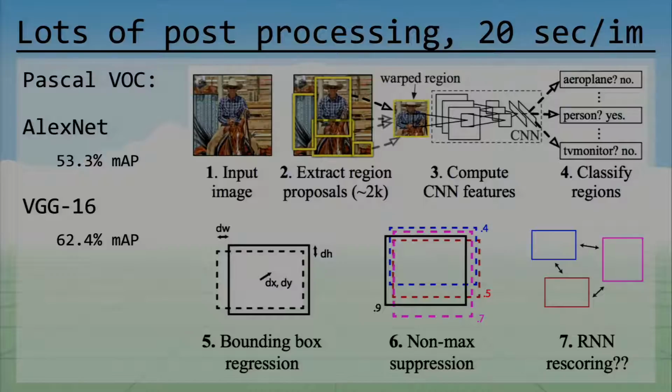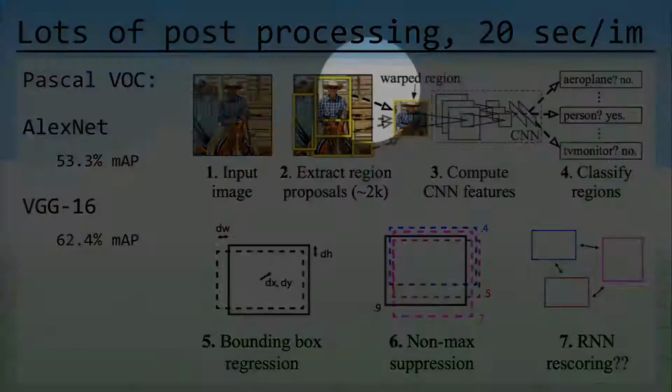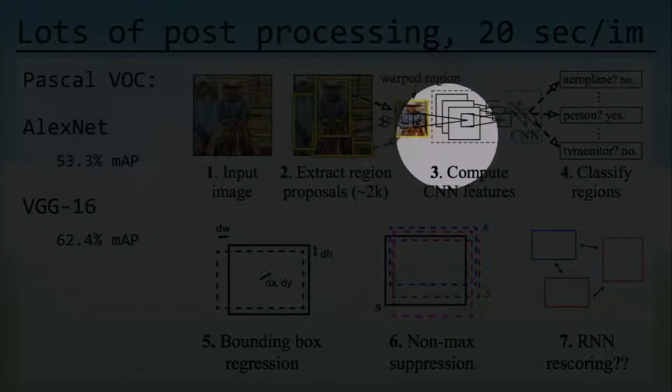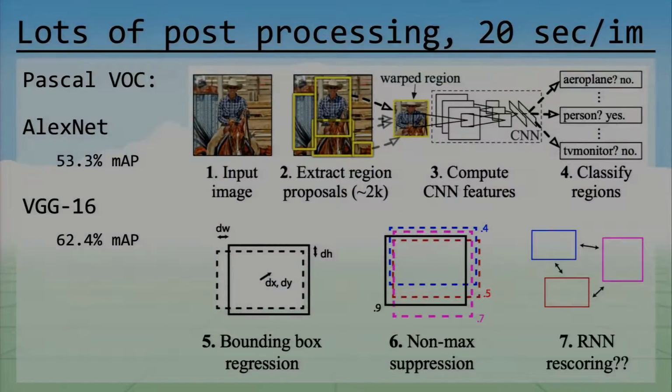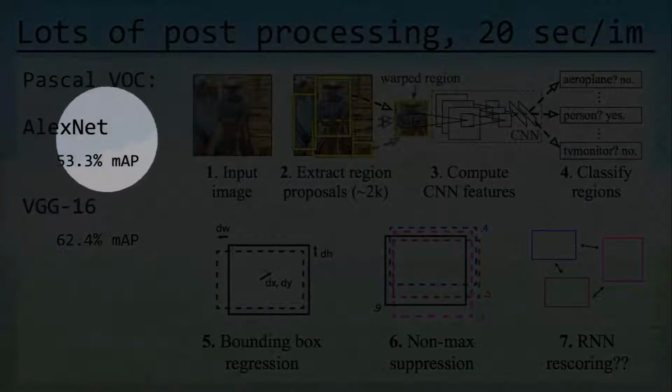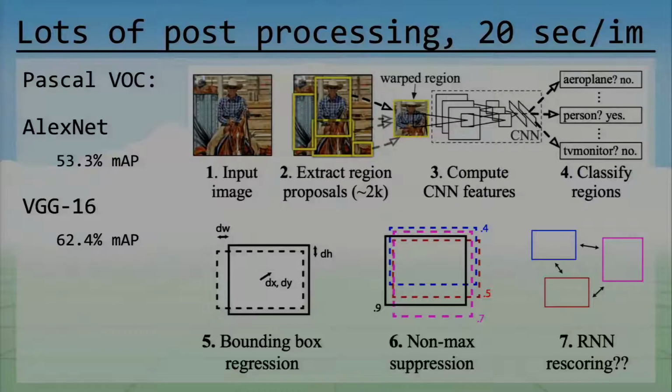But the results are really good. Remember before, the deformable parts models had somewhere in the 30s in terms of mean average precision. When we do our CNN with different architectures for the CNN classifier, if we use AlexNet, we get 53.3 mean average precision, and if we use VGG, we get 62.4 mean average precision. So this is like a doubling in terms of this metric, mean average precision, for how good these object detectors are. But again, this is a really slow process that takes a long time.